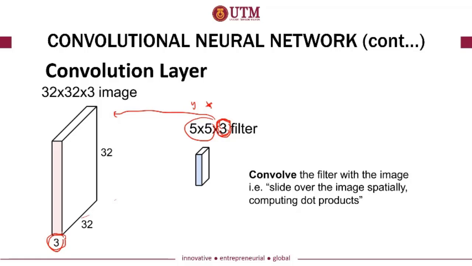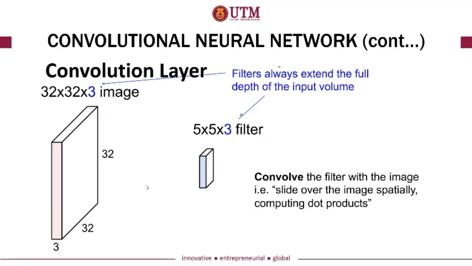So if you do convolution with this 5 times 5 filter, I just say 5 times 5 and ignore this 3, because this one is always the same as the input depth. If you have a 5 times 5 filter, you convolve it with the 32 times 32 image. That is the explanation there: the filter always extends the full depth of the input volume.